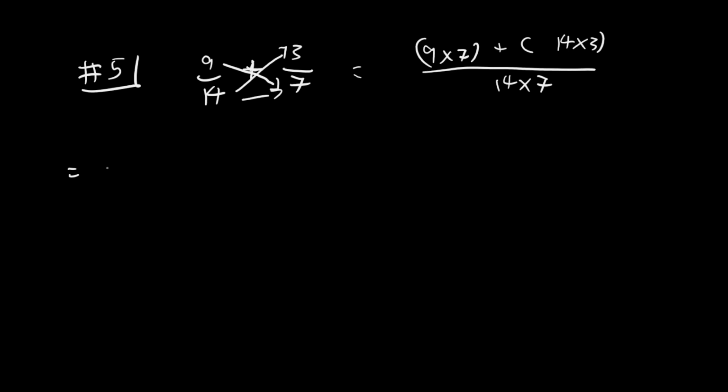Let's perform the multiplication. 9 times 7 is equal to 63 plus 14 times 3 is equal to 42, all over, for the denominator, 14 times 7 is equal to 98. Let's add the numerators. 63 plus 42 is equal to 105.